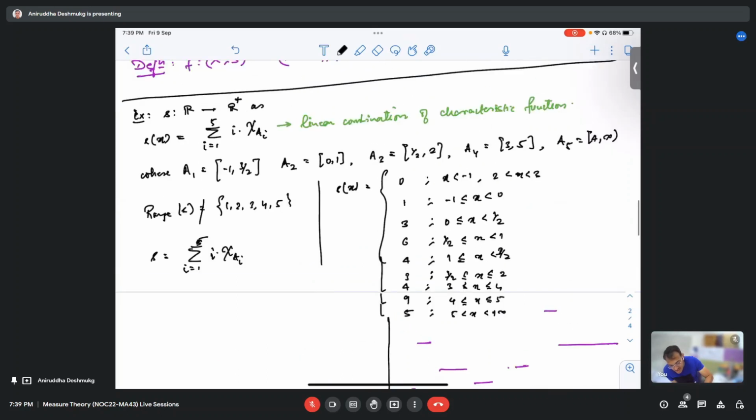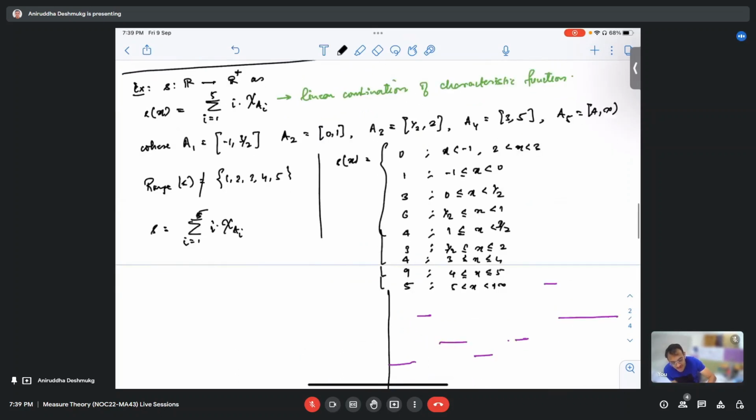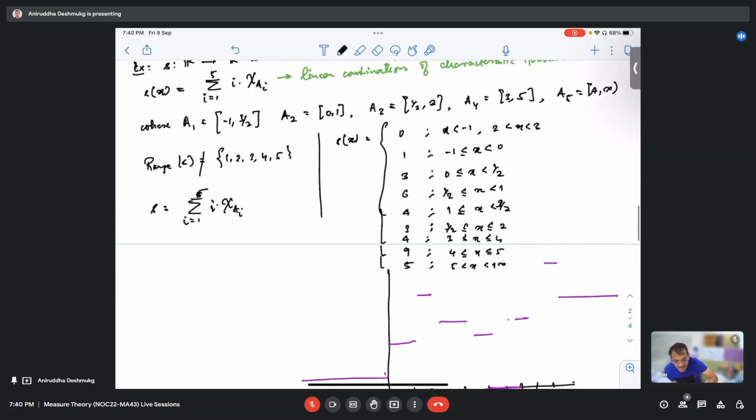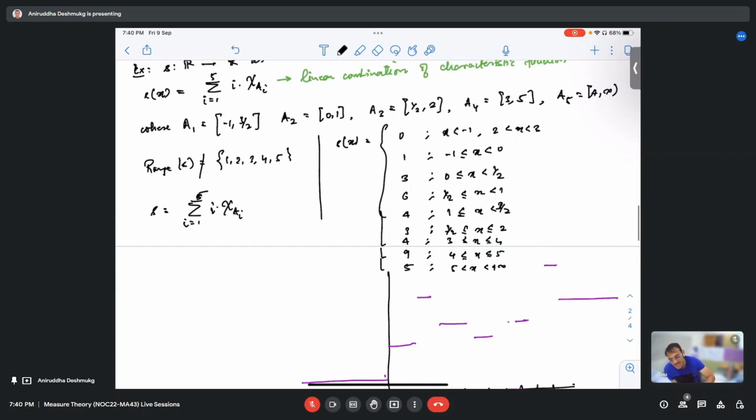Now notice that initially I had only 5 intervals, but now we have 1, 2, 3, 4, 5, 6, 7, 8, 9, 10 total intervals, right? Yes, sir. So it is not necessary that if I start with n number of intervals and then I break it, I will still remain with n number of intervals. Sometimes the number of intervals can change.